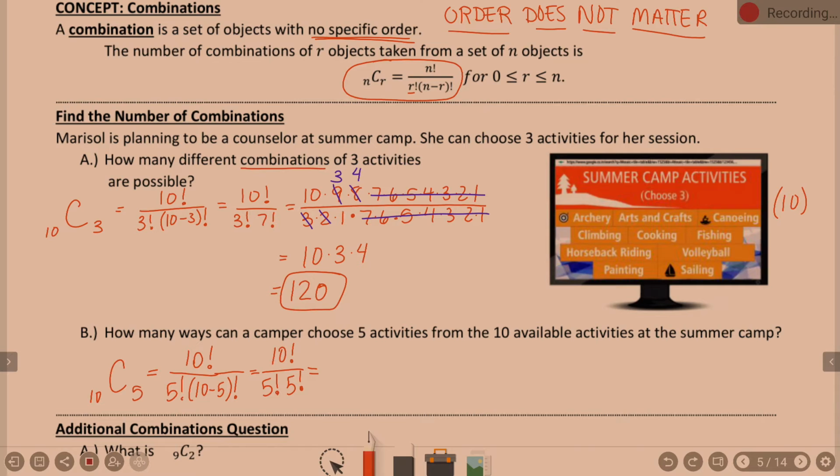Do the math. We know what 10 factorial means, right? That is 10, 9, 8, 7, 6, 5, 4, 3, 2, 1. 5 factorial is 5 through 1. Another 5 factorial is another 5 through 1.